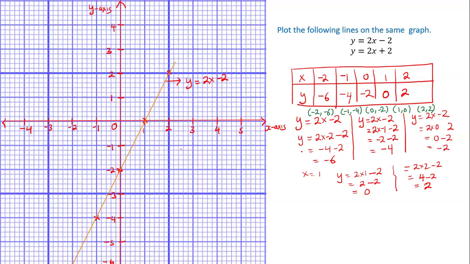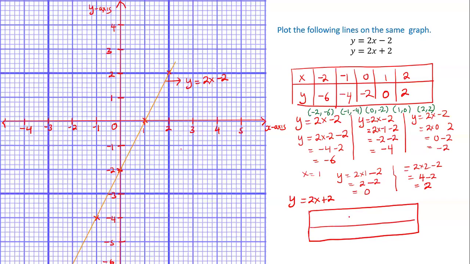Now, after drawing that line, we are going to draw our second line, y is equal to 2x plus 2. So members, I'm going to still draw my table. In my table, I'll still have my x, I'll have my y. So I'll still say -2, -1, 0, 1, and 2. Then I'll come to this equation, I substitute in my values.